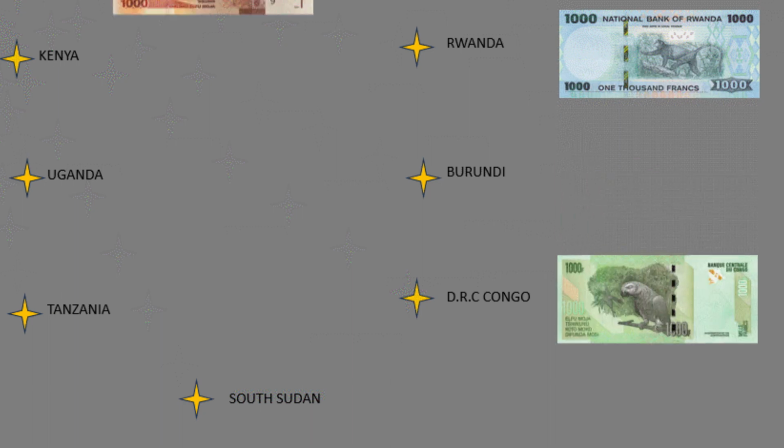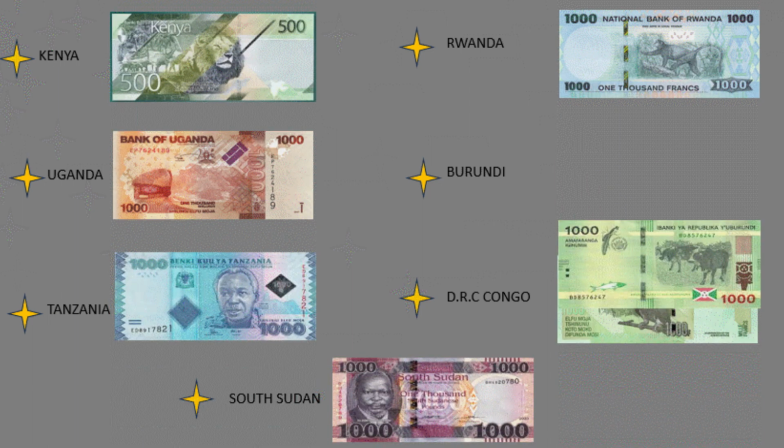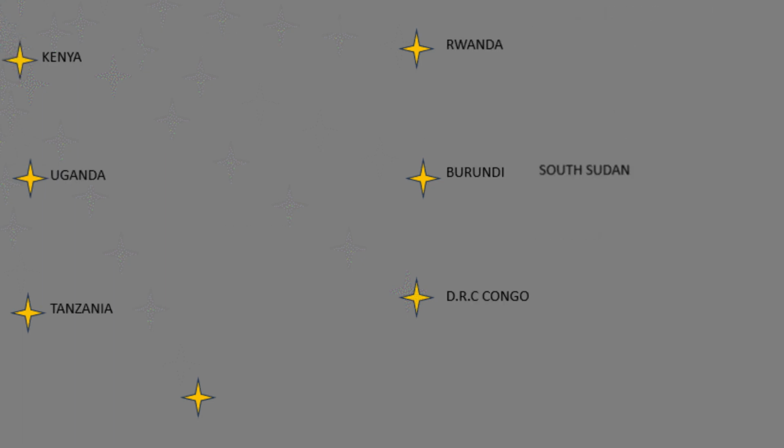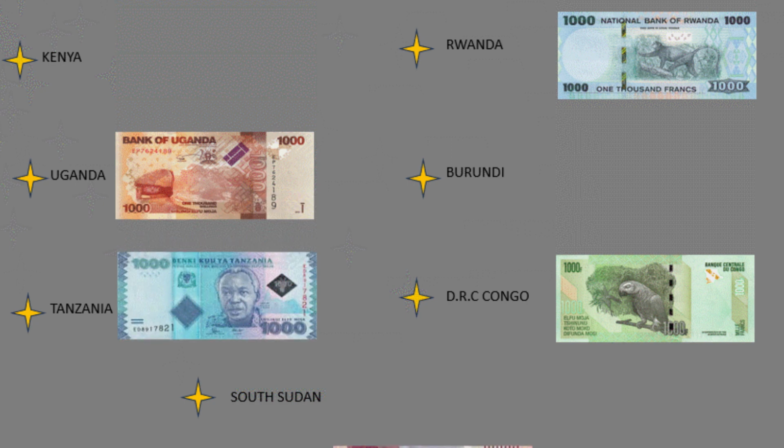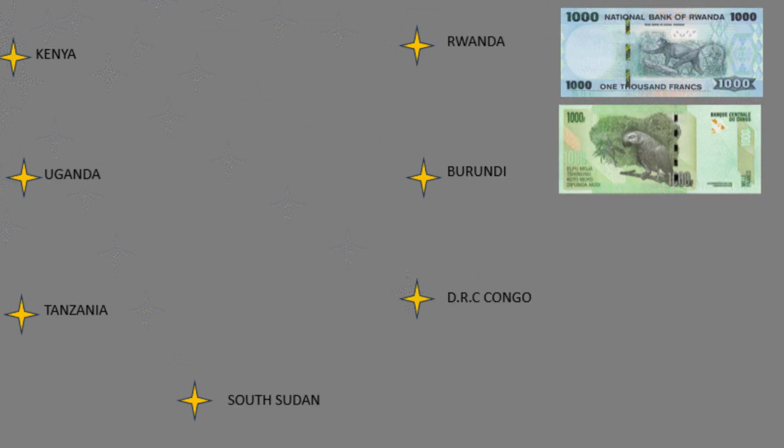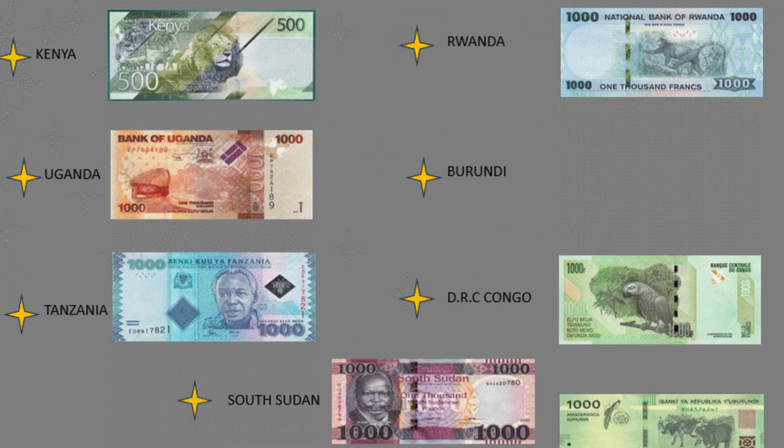One of the main reasons for the fluctuations in East African currencies against the US dollar is the region's reliance on imports. Many East African countries import a significant amount of goods and services, which means they need a stable exchange rate to ensure the affordability of these imports. When the local currency depreciates against the US dollar, the cost of imports increases, leading to higher inflation and a decrease in purchasing power for consumers.